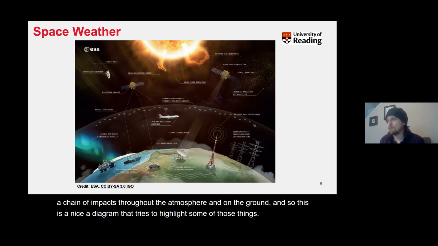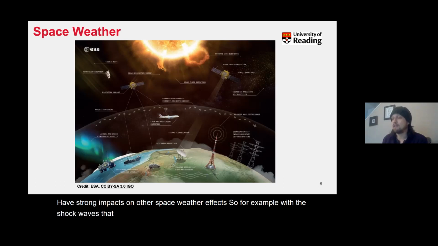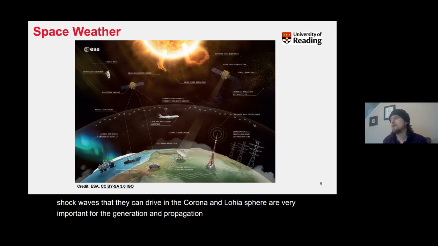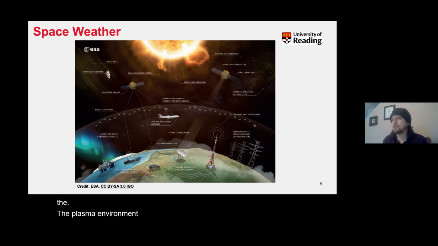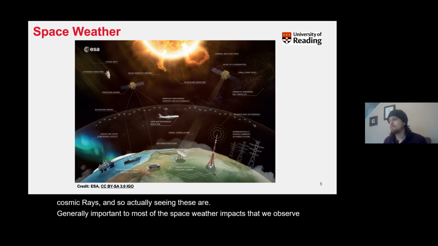But it's also important to note that coronal mass ejections have strong impacts on other space weather effects. So for example, the shock waves that they can drive in the corona and low heliosphere are very important for the generation and propagation of solar energetic protons. And the plasma environment of CMEs is also important in the modulation of cosmic rays. And so actually CMEs are generally important to most of the space weather impacts that we observe at Earth, I think.